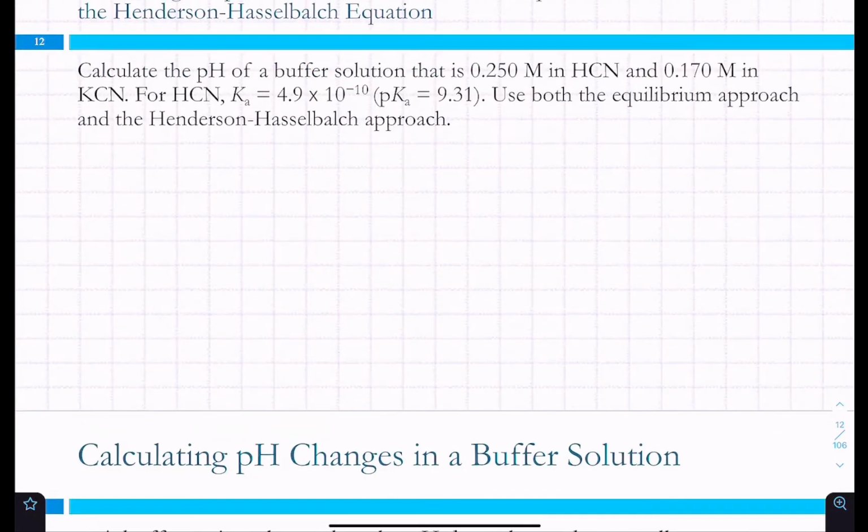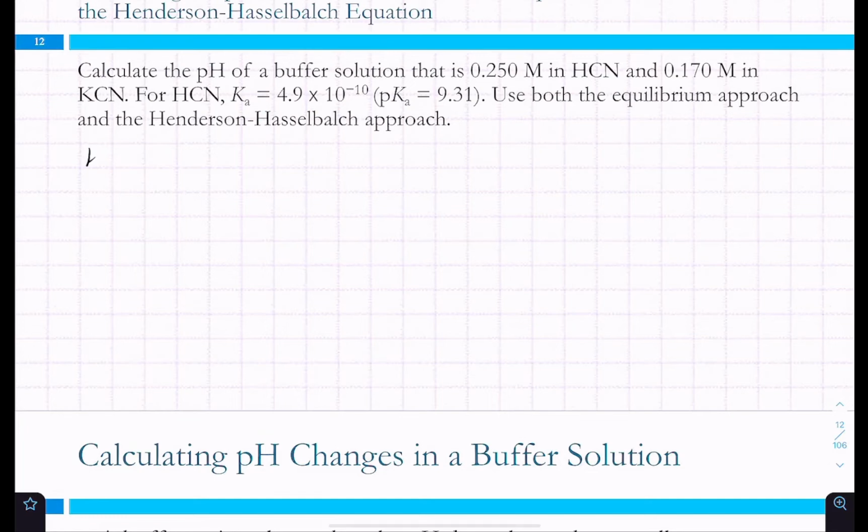So we want to calculate the pH of a buffer solution that's 0.25 molar HCN, 0.170 molar in potassium cyanide. For hydrocyanic acid, our Ka is 4.9 times 10 to the negative 10, and our pKa is 9.31. So we're going to do both the equilibrium approach and the Henderson-Hasselbalch approach to just show that this is true.